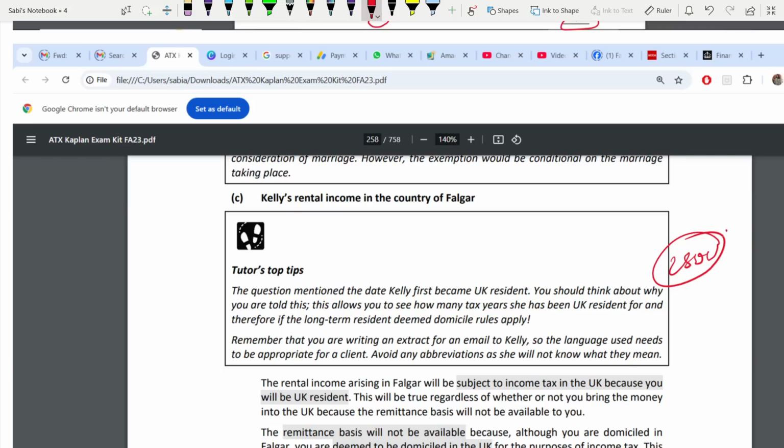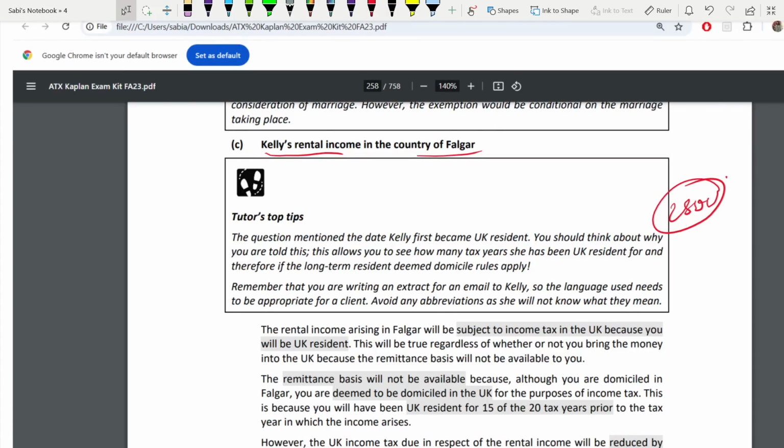Now C. This is about Kelly's rental income in the country of Fulgur, or however you want to pronounce it. So now, very important for you to see residency and domicile. If they are not domiciled, you have to see whether they're deemed domiciled or not.